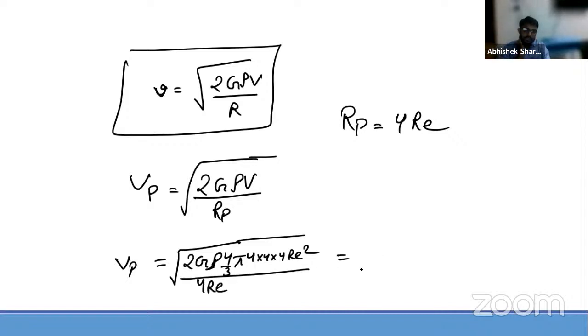So when we solve this, we'll get the value to be 2G, 4/3. 4 and 4 will cancel out by r_e, into 4 into 4. This will cancel out with this r. It's r_e cube, so this will give you r_e square. Okay, fine. So this is your answer.